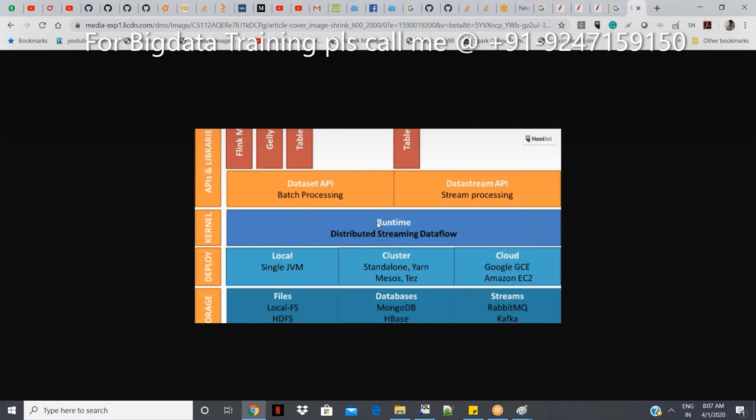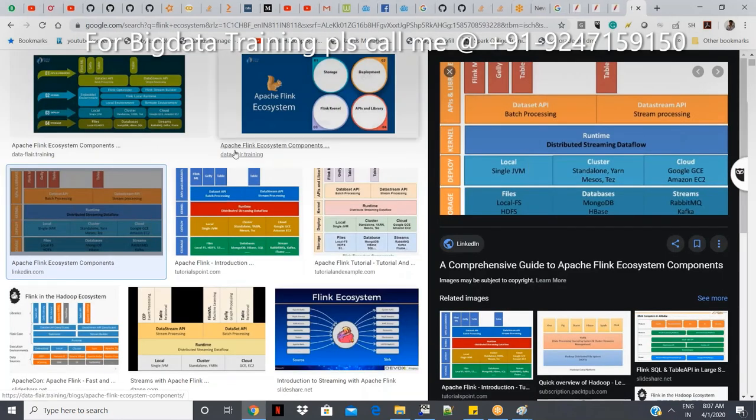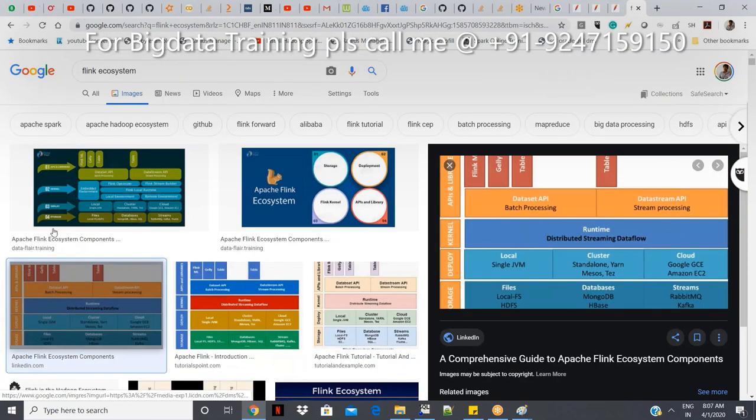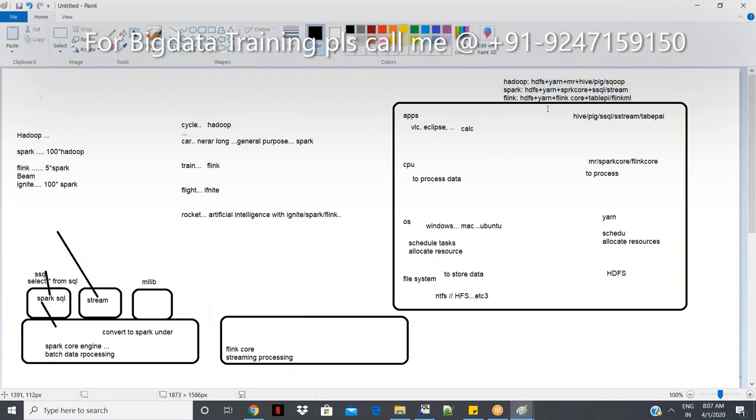Similarly, here, what is this kernel? Kernel is nothing but processing. What is that? This is a distributed streaming engine. That's called Flink Core. On top of this, you are using APIs or libraries. What is that? Flink Table API or Flink ML, like this. Similarly, Spark is also the same. Like this. Are you able to understand what I'm trying to say?